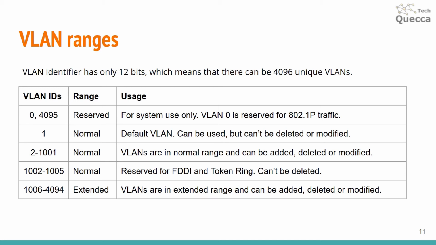VLANs from 2 to 1001 are in the normal range, and they can be added, deleted, or modified. VLANs 1002 to 1005 are also in the normal range, but these VLANs are reserved for FDDI and token ring, and they cannot be deleted. VLANs from 1006 to 4094 are in the extended range, and these VLANs can be added, deleted, or modified. Then they can be used.